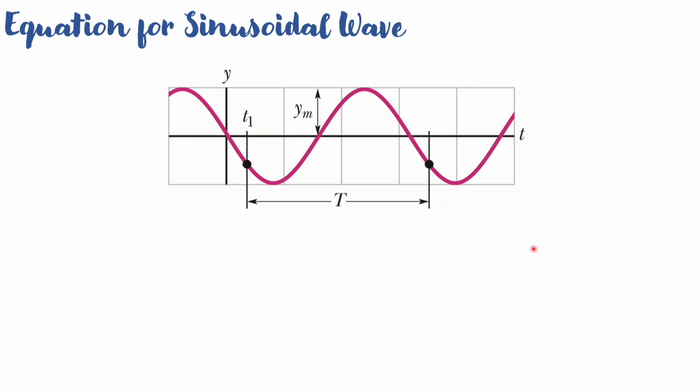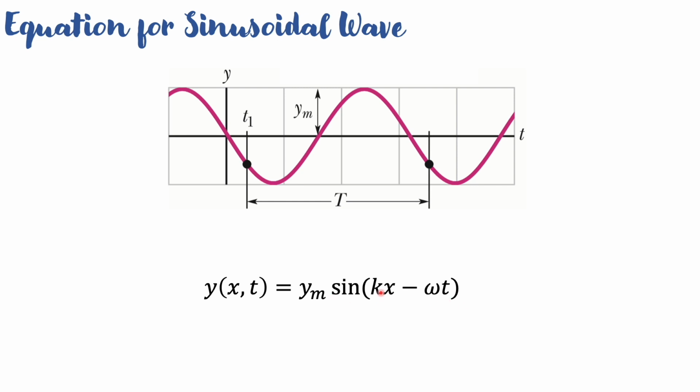Okay, and its equation is written like this: y, the amplitude, because it is varying, right? So amplitude is the middle one, but it varies with time. The x-axis is time, the y-axis is the amplitude or intensity. So it varies with time, and it is represented like this: ym is the amplitude, times sine of kx minus omega t.